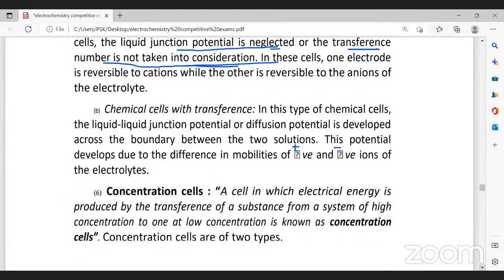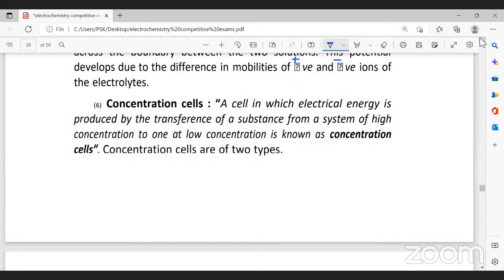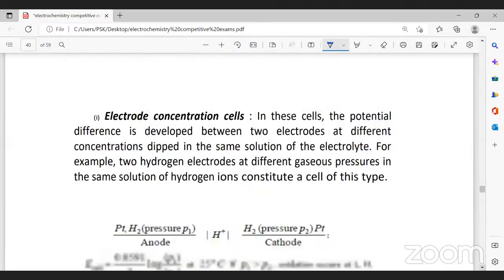This is not in the syllabus. Electrochemical cell with transference and without transference are not there in your syllabus. But the concentration cell is important. This is very important. A cell in which electrical energy is produced by transference of substance from a system of high concentration to one at a low concentration is known as a concentration cell. All right, concentration cell, very simple.